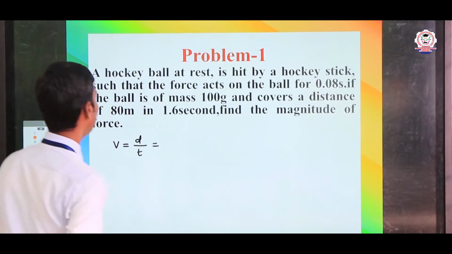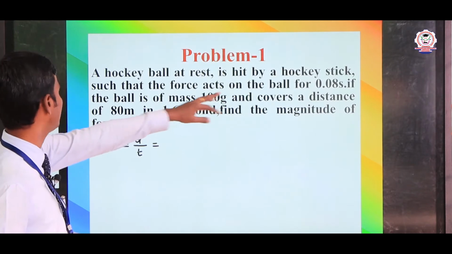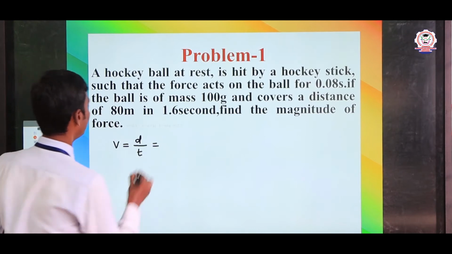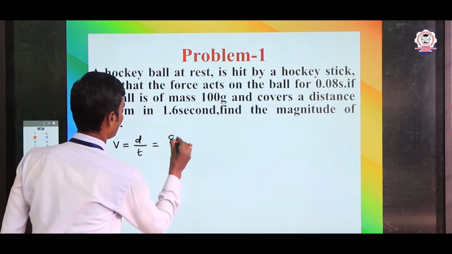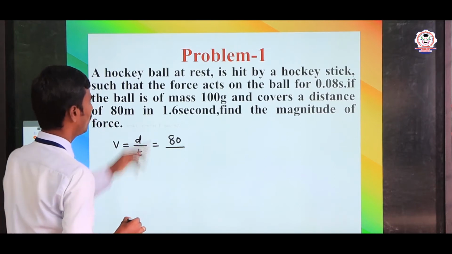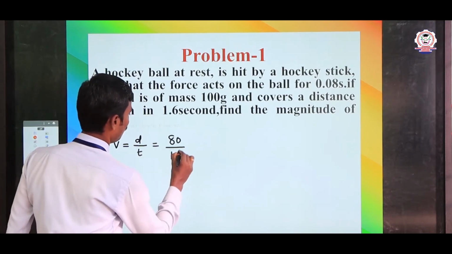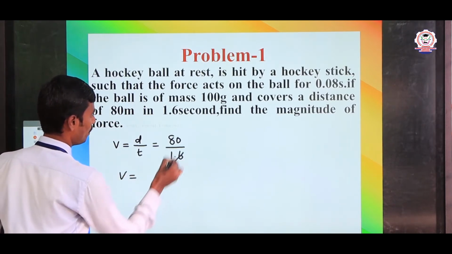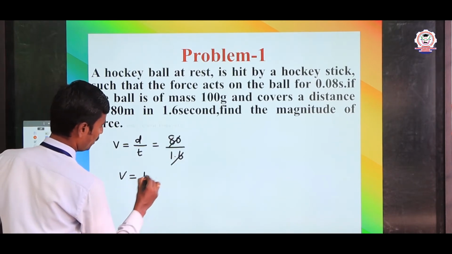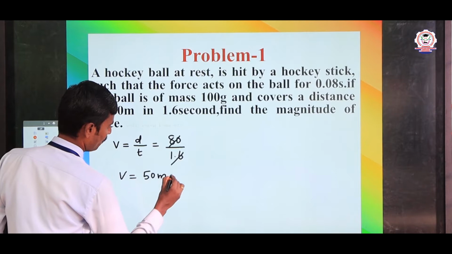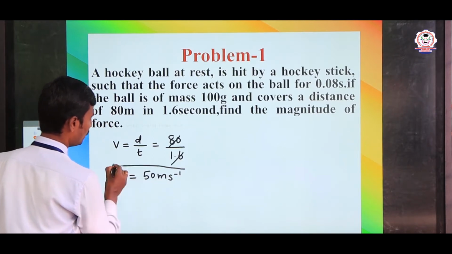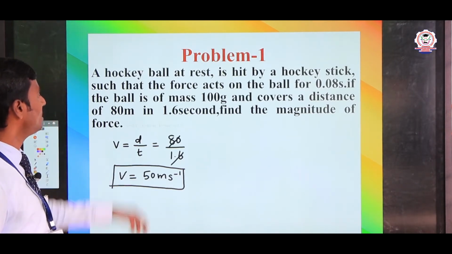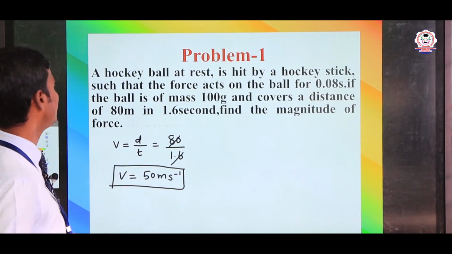The ball of mass 100 grams covers a distance, that means the distance is 80 meter, so 80 divided by the time taken, 1.6 second. Simplifying, we get the velocity v equal to 50 meter per second, or 50 meter second power minus 1. This is the velocity.